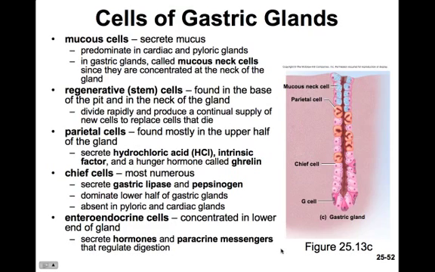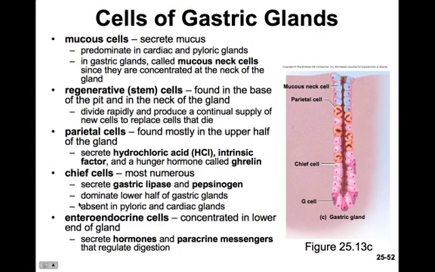There are chief cells. You can see here. The chief cells are the most numerous cells in any of these glands. They secrete lipase and pepsinogen. We'll find them mostly in the lower half of gastric glands, and we will not find them in either pyloric or cardiac glands. So no chief cells in pyloric and cardiac glands.